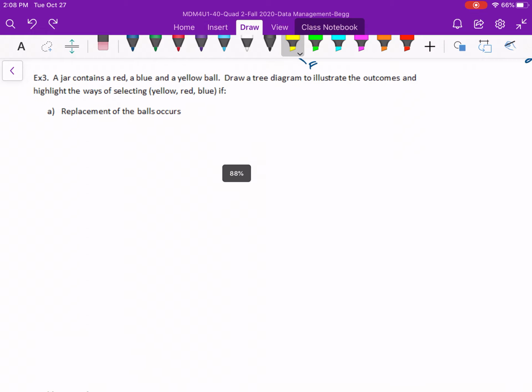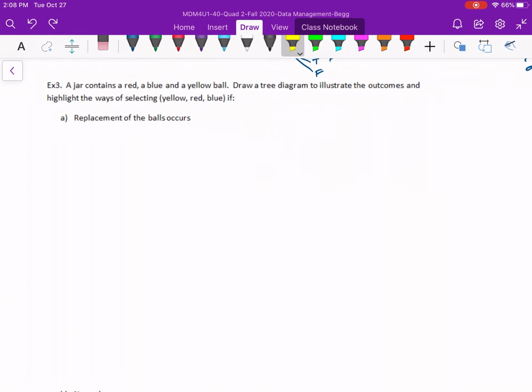A jar contains a red, a blue, and a yellow ball. Draw a tree diagram to illustrate the outcomes and highlight the ways of selecting yellow, red, blue if replacement of balls occurs. Highlight the ways of selecting yellow, red, blue.